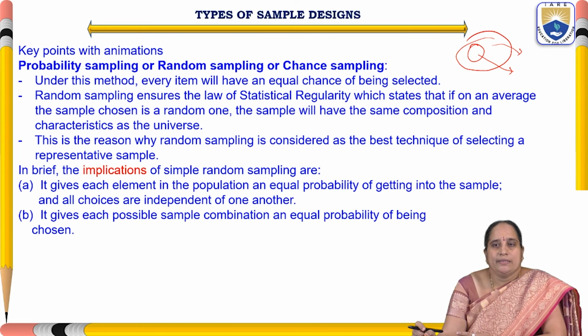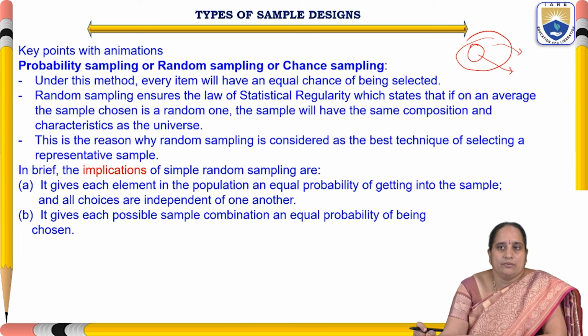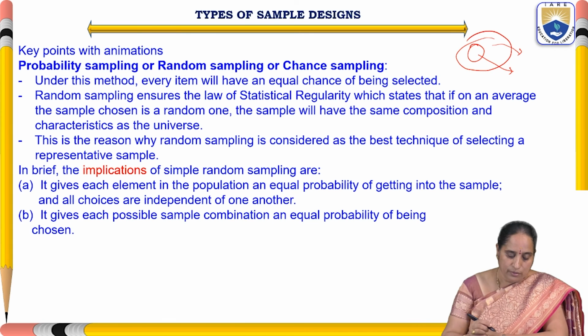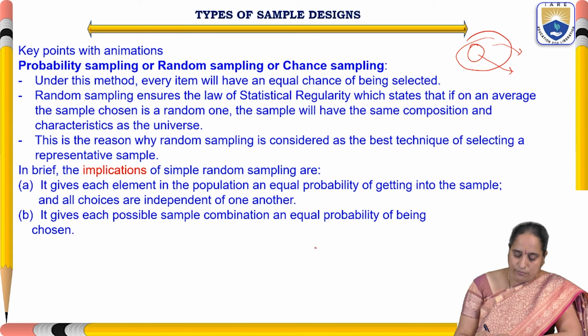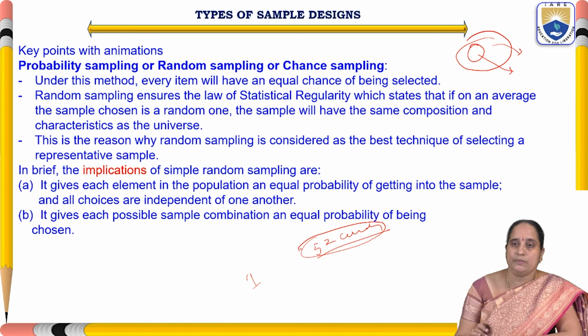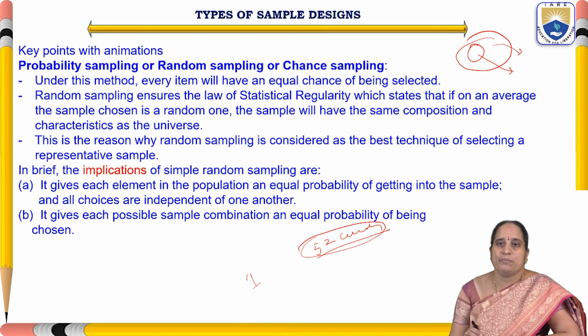This is the reason why random sampling is considered the best technique of selecting a sample from the universe. It has certain implications. The first implication is that it gives each and every element in the population an equal probability of getting into the sample. Even if you take a deck of 52 cards in a pack, and you want to pick one card randomly, all 52 cards will have an equal chance of being selected. So this is the first implication.